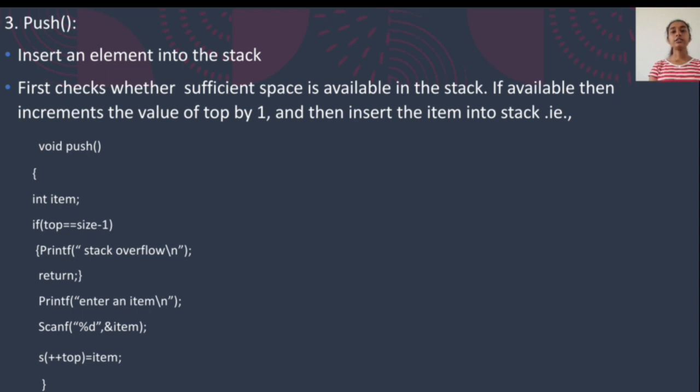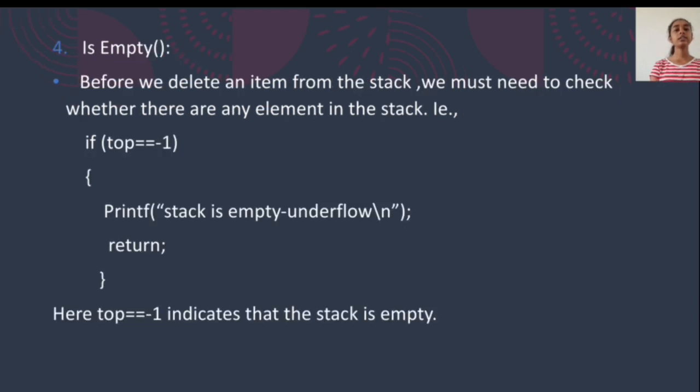It assumes that S is the array representing the stack. Next implementation is empty. Before we delete an item from the stack, we must check whether there is any element in the stack. That is, if top equals -1, print stack is empty underflow, return, and close the braces. Here top of -1 indicates that the stack is empty.